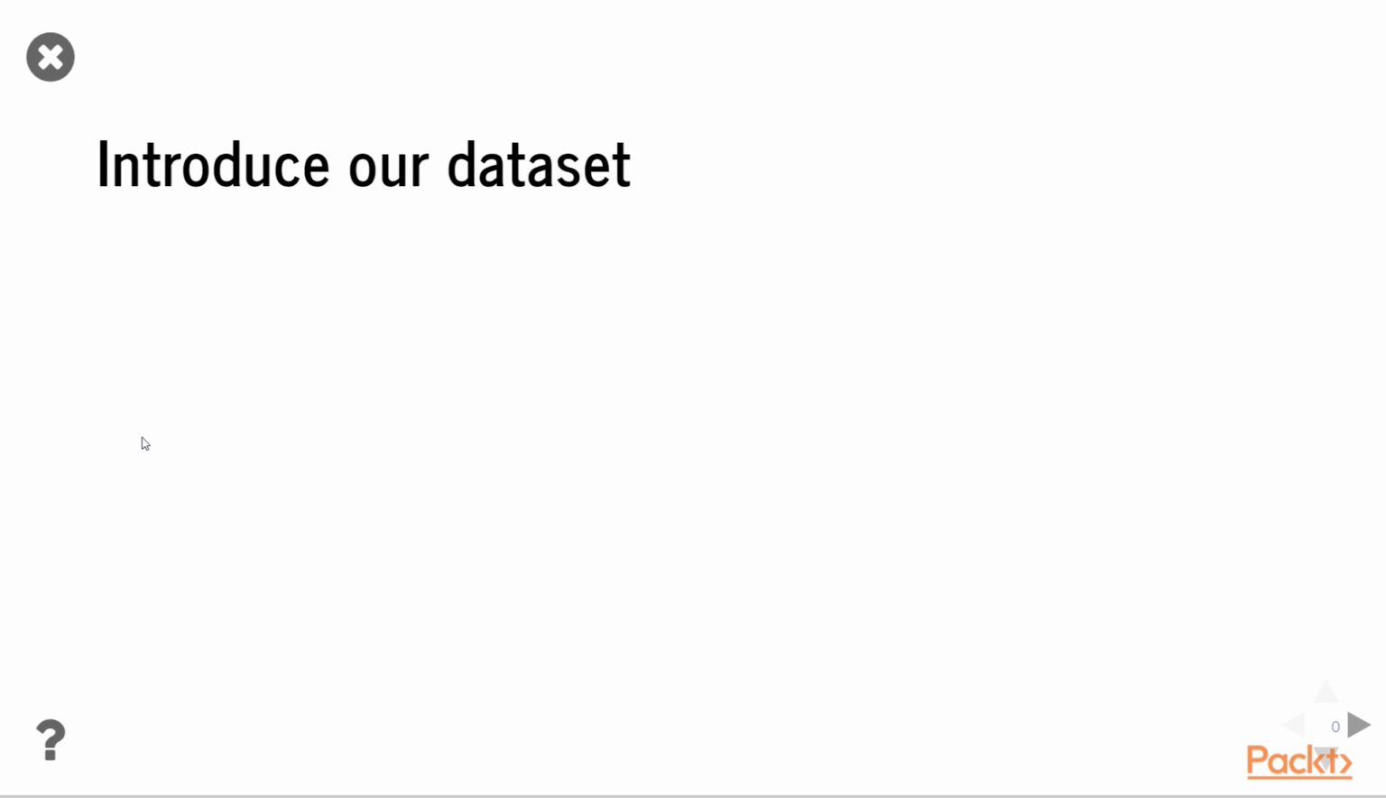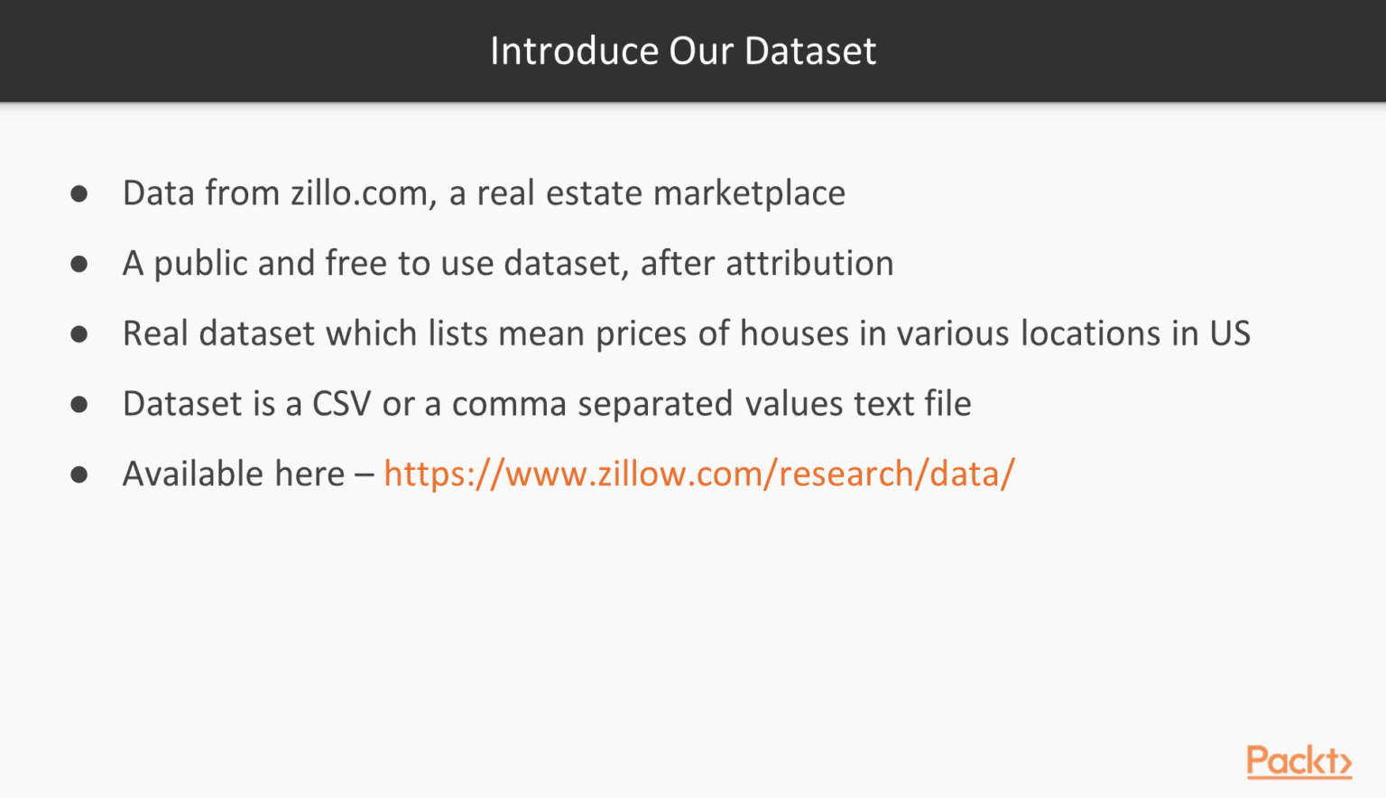We are using a real dataset from Zillow.com for this video. Zillow.com is an online real estate marketplace. They release their house prices datasets as part of their research efforts. These datasets are public domain and free to use after proper attribution to Zillow.com. We are using the latest data of mean house prices of US regions. This is a CSV dataset, or a text file with comma separated values.